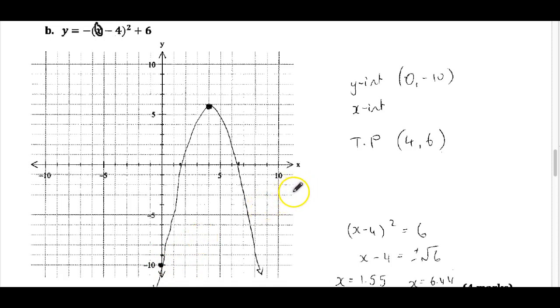And your x-intercepts, now this one here we didn't get an integer value, so remember an integer is a whole number. We got a third or an approximate value. So on your calculator you could have left it as a third, or you could have approximated it to be 1.55 and 6.44. So you actually had to have your point halfway between 1 and 2 and halfway between 6 and 7 here.